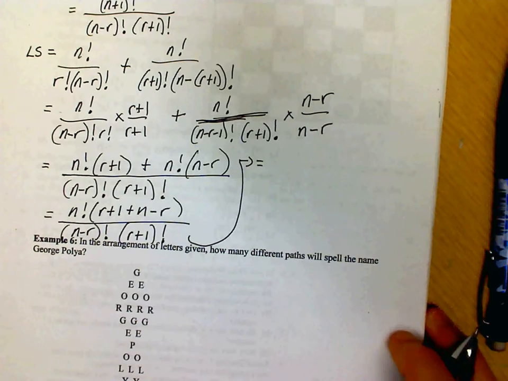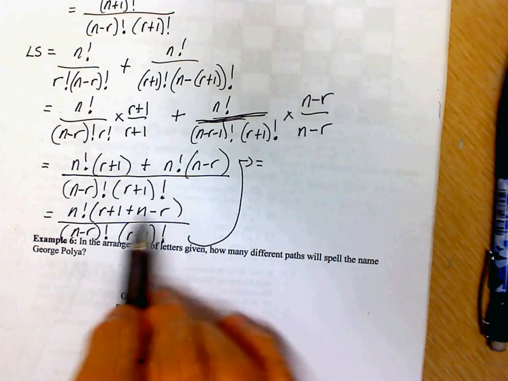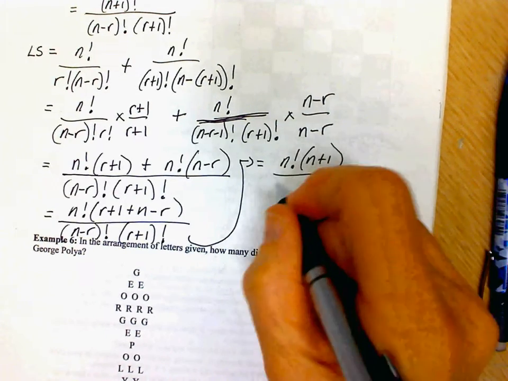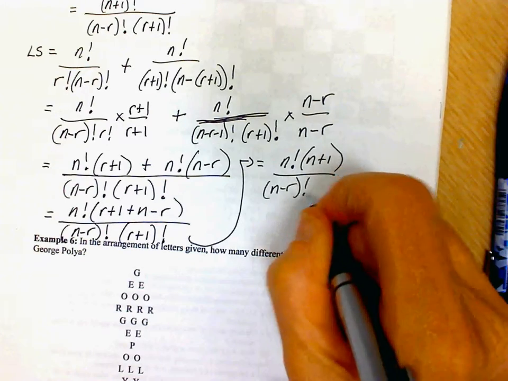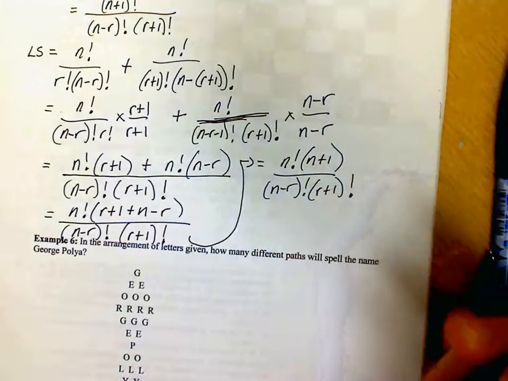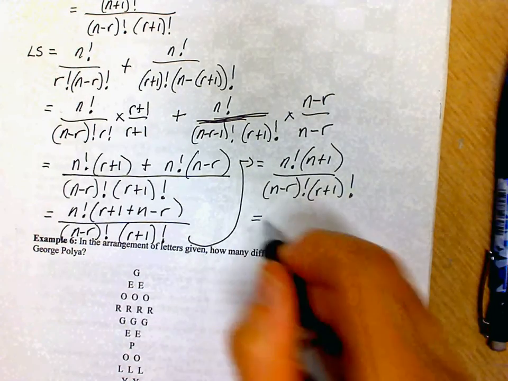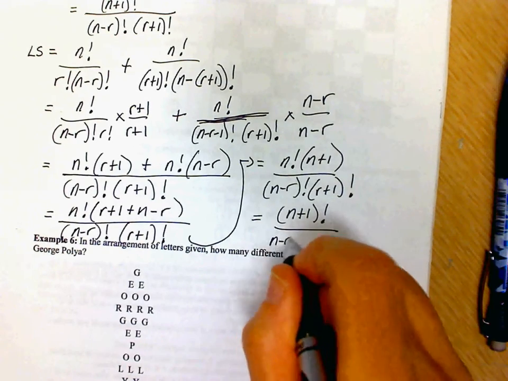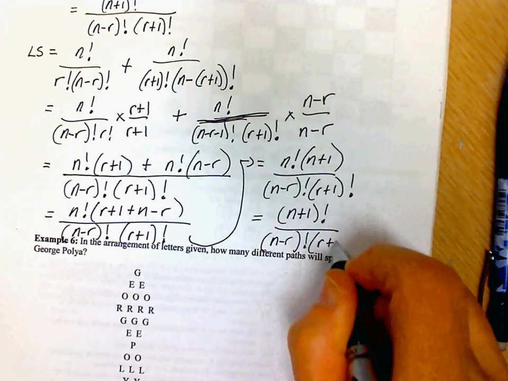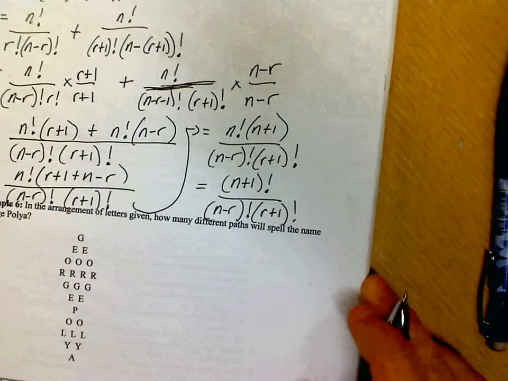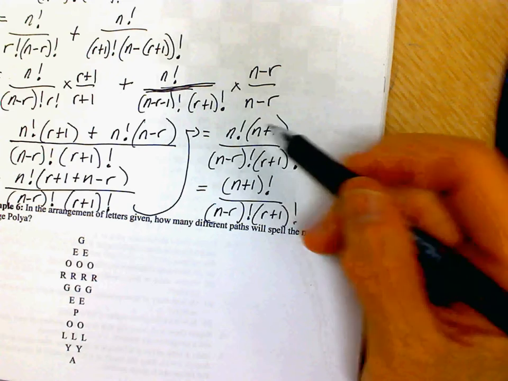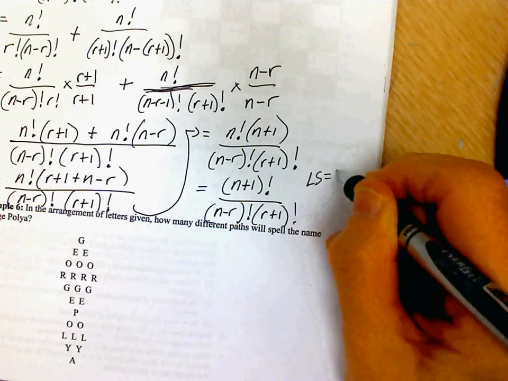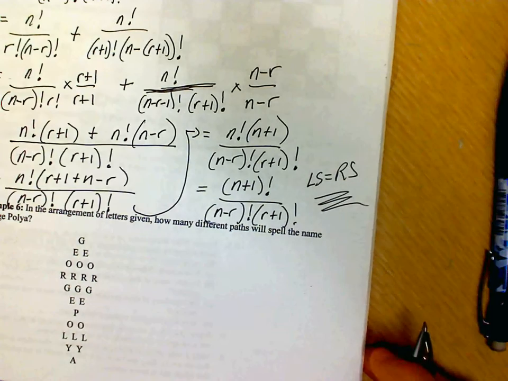R minus r is 0, so I'm left with n factorial times n plus 1 all over n minus r factorial r plus 1 factorial. N times n plus 1 is n plus 1 factorial over n minus r factorial r plus 1 factorial. Okay, because you know n plus 1 times n factorial is just n plus 1 factorial. So left side equals right side. Proved. Yes. May I elaborate on any?